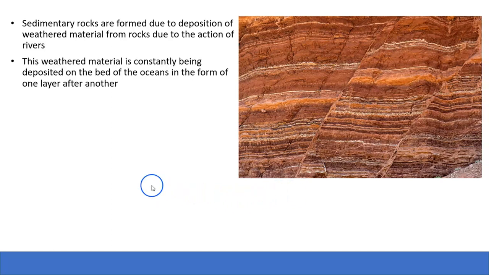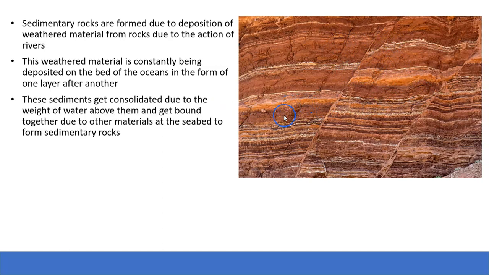So the weathered material is constantly being deposited on the bed of the oceans in the form of one layer after another layer. So you can see in the picture here, the picture of a sedimentary rock, you can see clearly that there are layers after layers which are formed, and these layers get consolidated later due to the weight of the water above them and due to other materials in the seabed to form what are called sedimentary rocks.